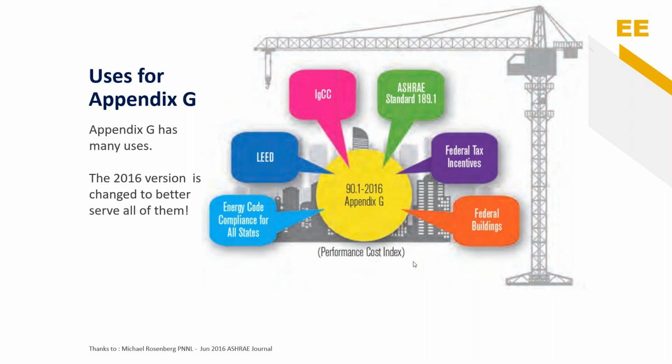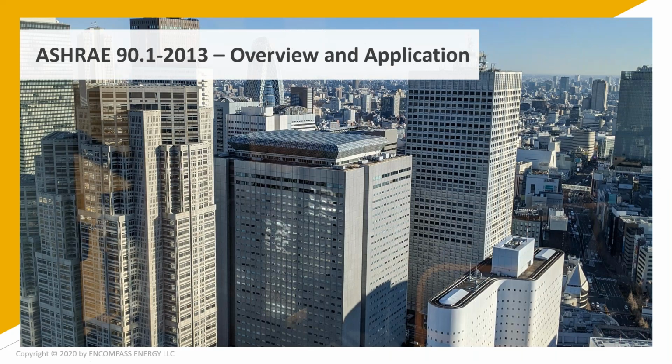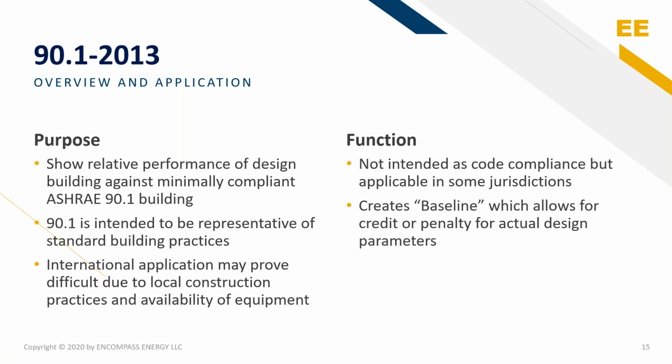We won't talk about that today, but we'll jump right into overview and application of 2013, and then we'll get into each individual section. So what is the purpose of 90.1? So 90.1 overall purpose is to show the relative performance of a design building, so a building you're working on, against a minimally compliant ASHRAE 90.1 building. So ASHRAE 90.1, the key takeaway here is it is a minimally compliant standard. It sort of tells you the minimum that you would have to build to in order to meet the requirements of the standard.